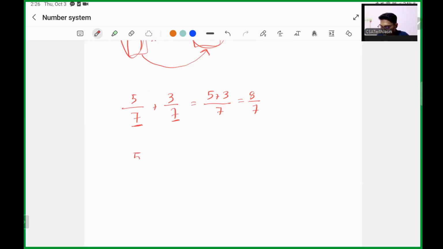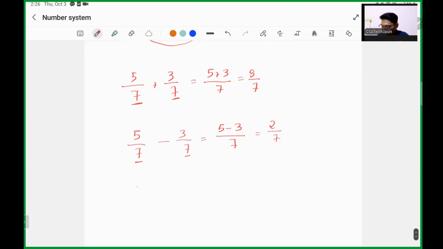For example, if I wanted to subtract 5 by 7 minus 3 by 7, then again here the denominator is the same, so you can directly do the subtraction in the numerator. Like you can write it as 5 minus 3 by 7. So it becomes 2 by 7.